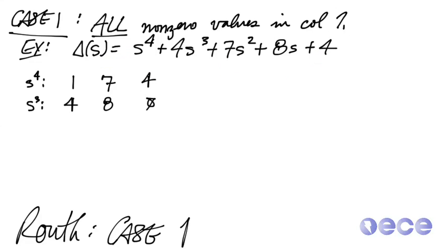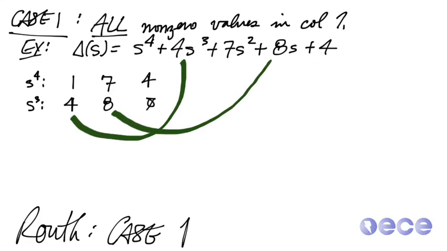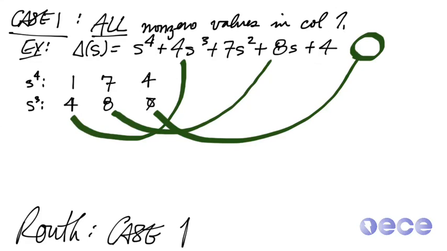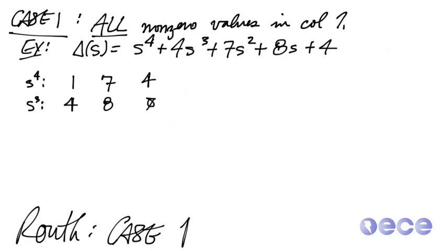Likewise for s to the cubed, we begin with the next part, 4, the second coefficient, and then we choose 8, and because there is no next value here, we choose 0. So we've picked our first 2 rows.